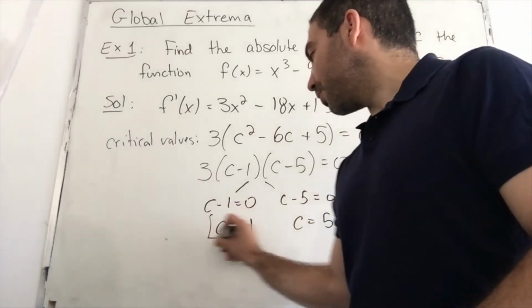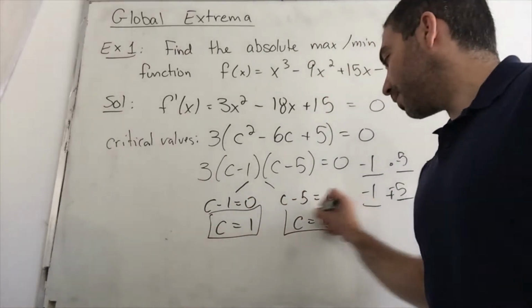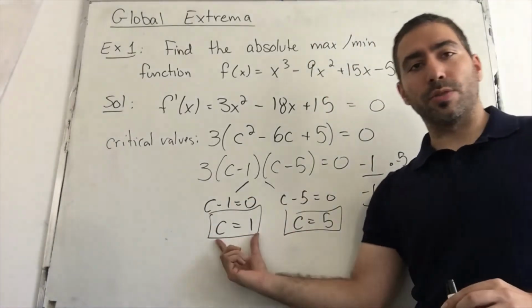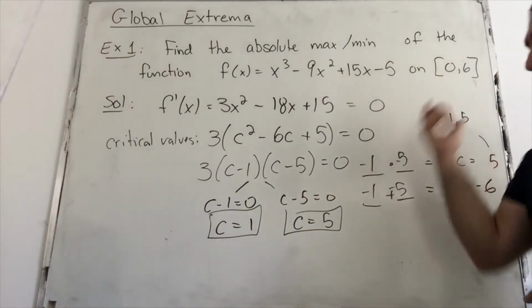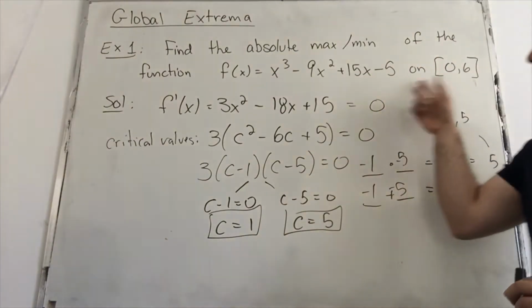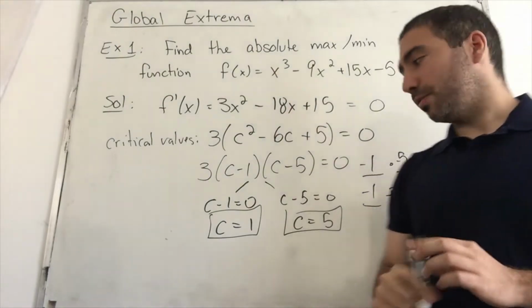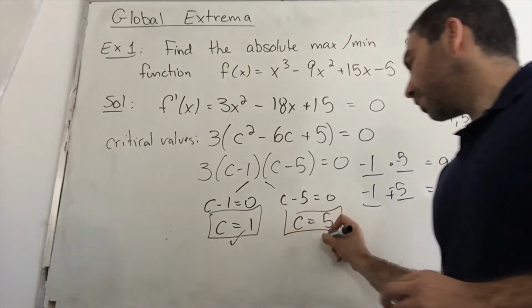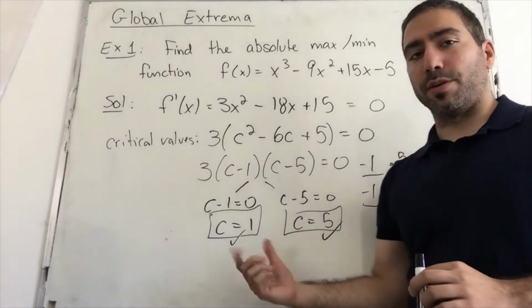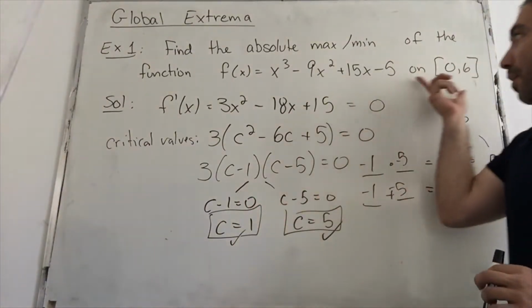Next thing that's really important to verify is that your critical points here, do they lie in the closed interval that's given over here? We got 1 and 5. Are those between 0 and 6? Yes. So we include these values. We're going to use them. Okay. So this is step 1. You found your critical values that lie in our interval.